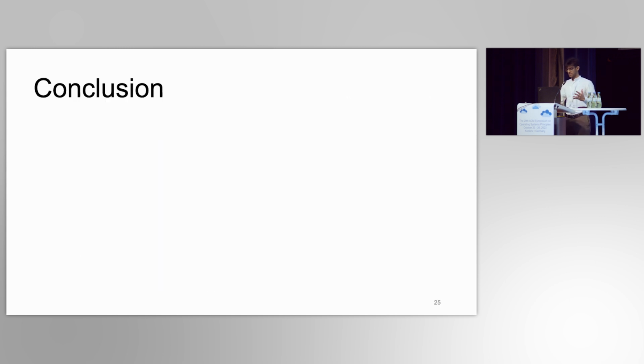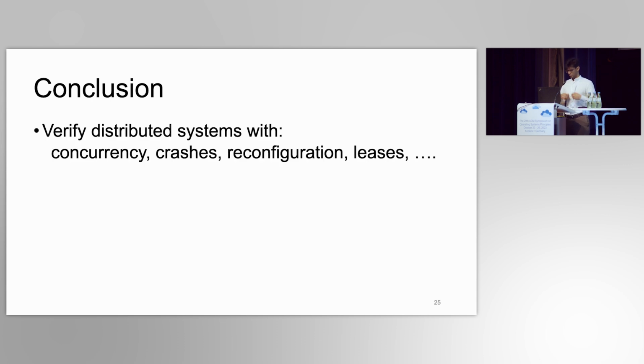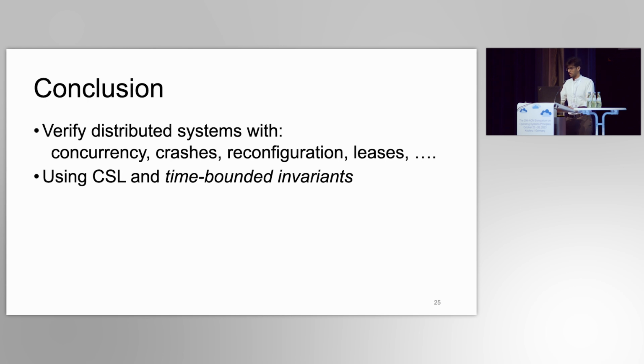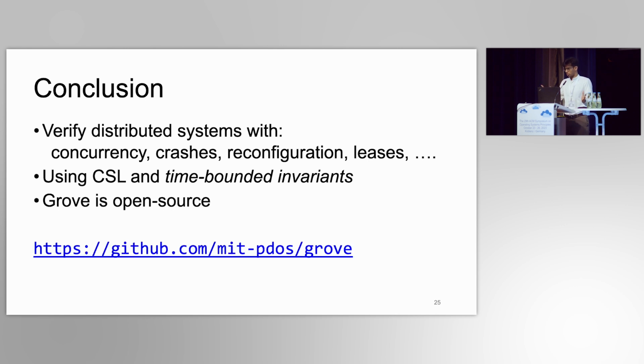To summarize, in our work and in this talk, we show that it's possible to verify distributed systems that have a wide range of aspects, including all these things that I've listed here, and their interactions. The way we do this is by using concurrent separation logic, or CSL, and some new ideas like time-bounded invariants. And finally, Grove itself is open source, so we hope that people in this audience will poke around at it and even try building on it in future work.